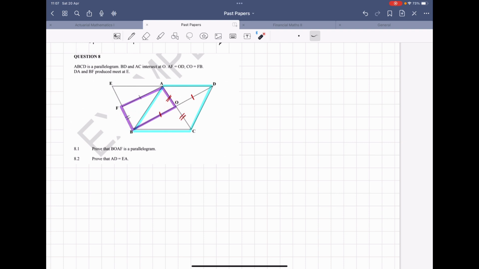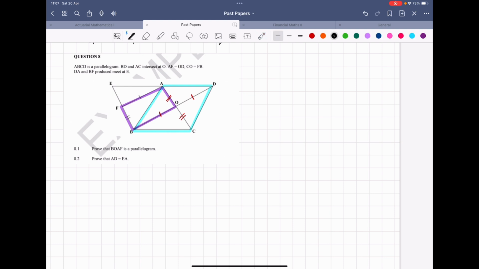And in the same way, I was told in the question that AF is equal to OD. And because this is the diagonal of the parallelogram, I know that it's being bisected by the other one. So this is going to be equal to this. So if the OD was equal to the AF and the OB was equal to the OD, that means that the OB is also equal to the AF. And now I've proved that the opposite sides of this shape are equal, which means that I can conclude it's a parallelogram.